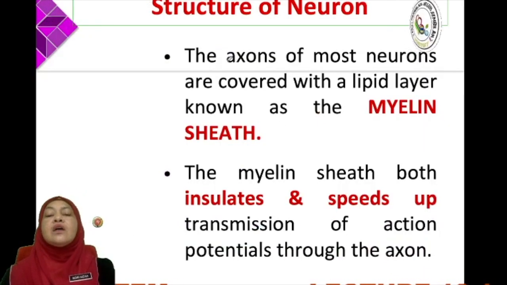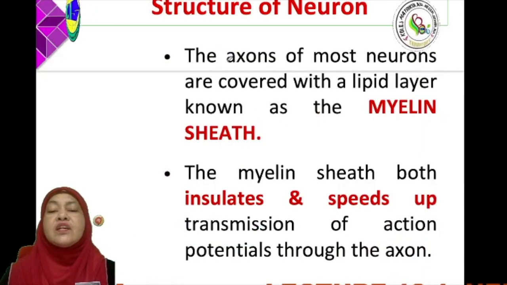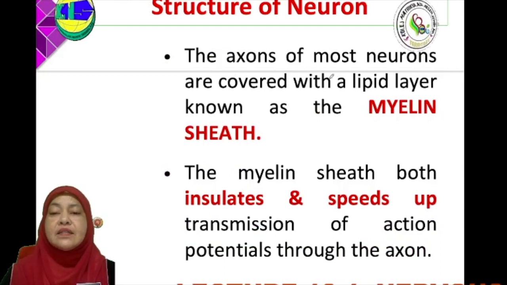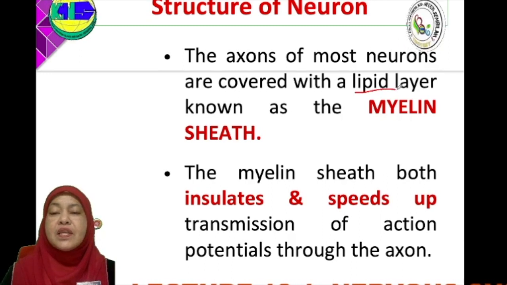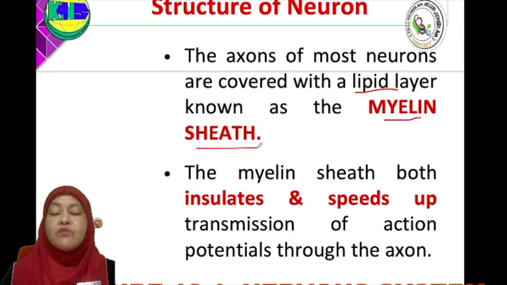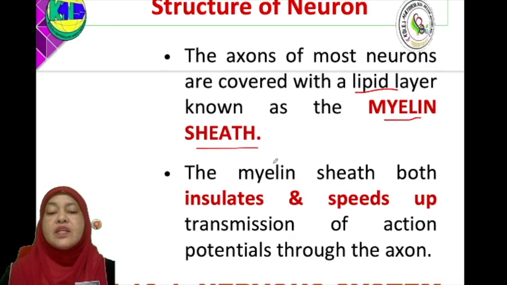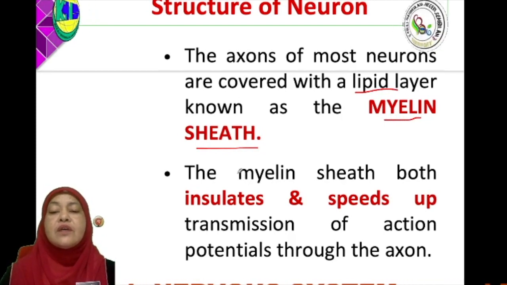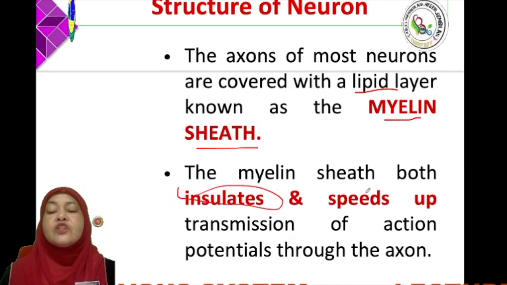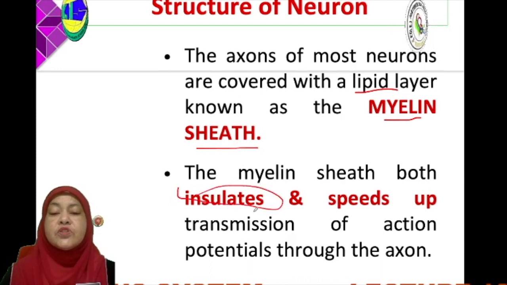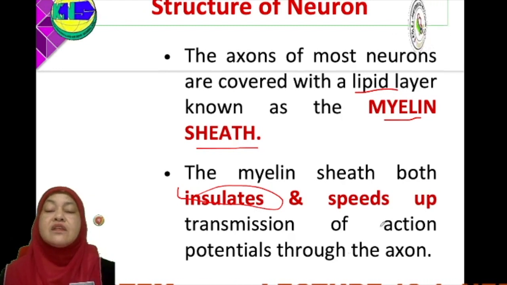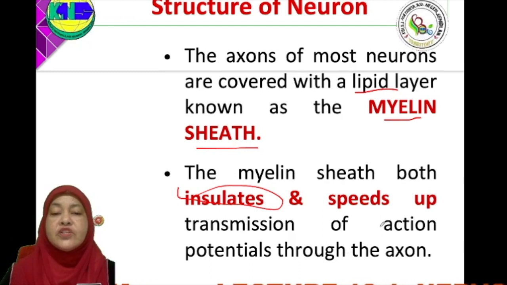Okay, next. Basically, the structure of the neuron: the axon of most neurons is covered with a lipid layer, which we call a myelin sheath. What is the function of the myelin sheath? The myelin sheath insulates, as well as speeds up, the transmission of the action potential through the axon. That is the importance of having a myelin sheath.